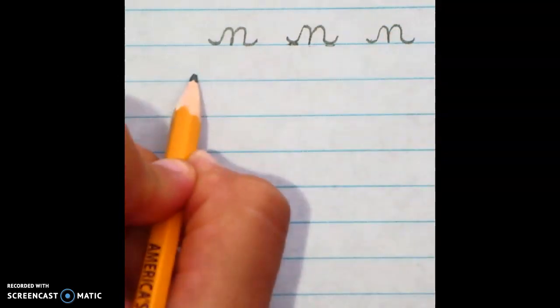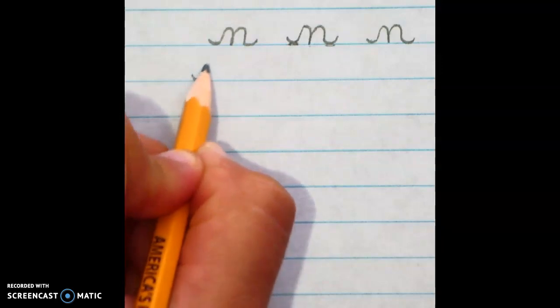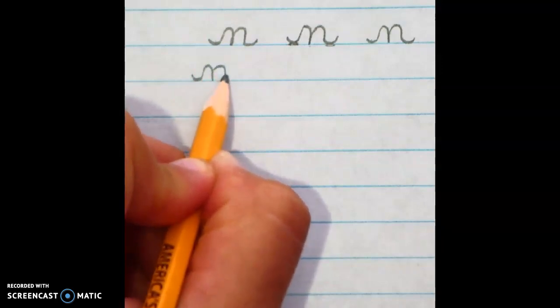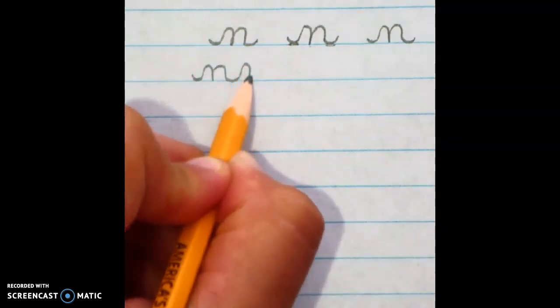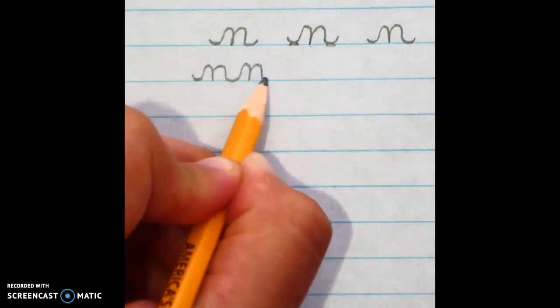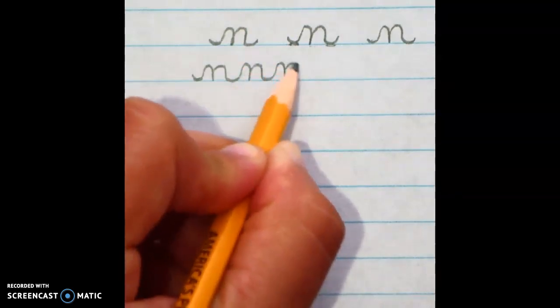Back to back N letters. Here's one. That undercurve leads right into your next one. Do it again. Right into your next N.